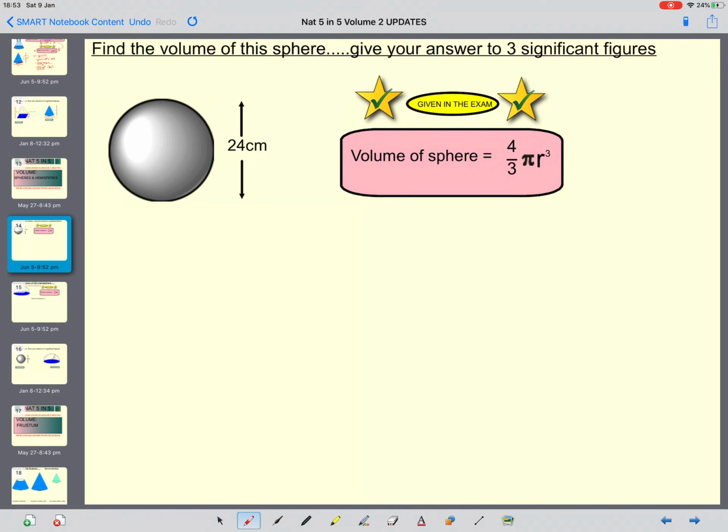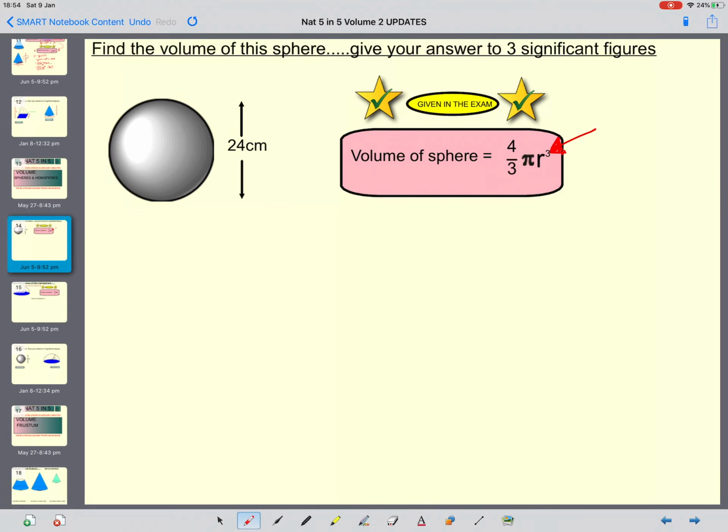Okay, you are given this formula in your exam. So the volume of a sphere is 4/3 pi r cubed. Now it is a cubed here. I know people are used to working with pi r squared, which rolls off their tongue. Please do not make that silly mistake of writing a squared there instead of a cubed. It is 4/3 pi r cubed. You're given the formula. All we have to do now to work out this question is just plug everything in.